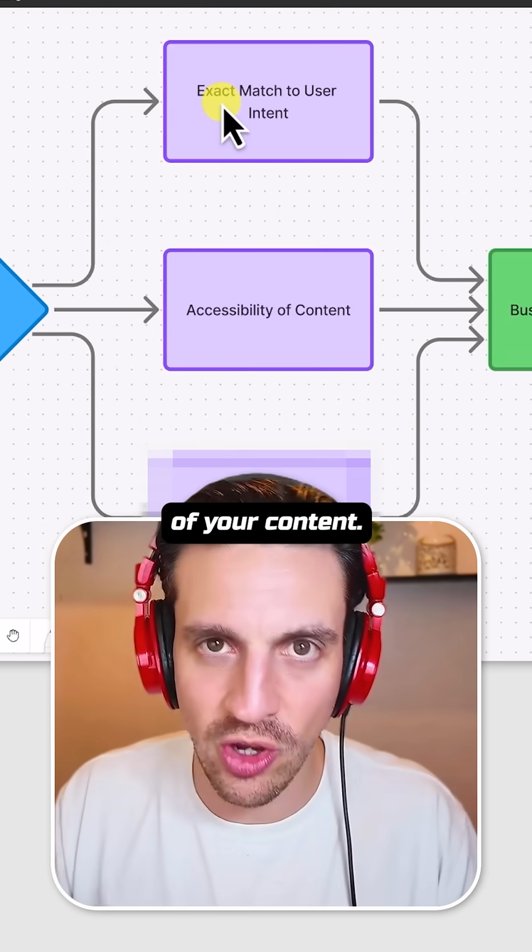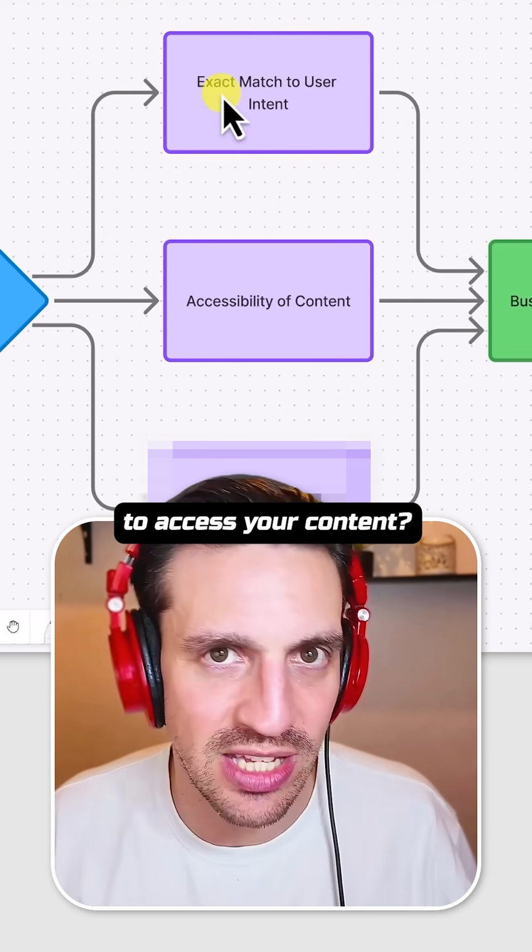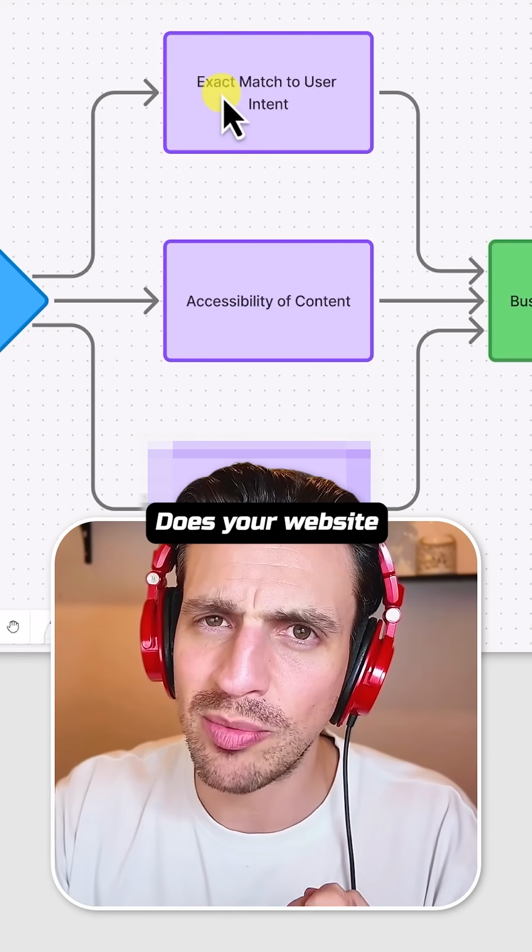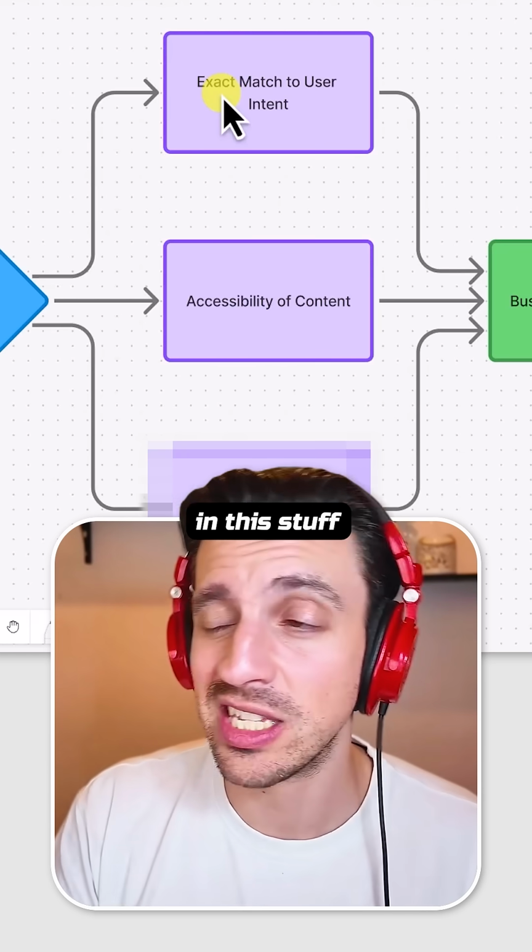Number two, accessibility of your content. How easy is it to access your content? Do you have schema? Does your website load quickly? And a bunch of other things. And this stuff really matters.